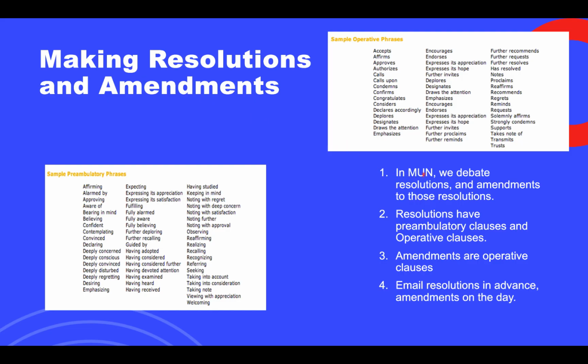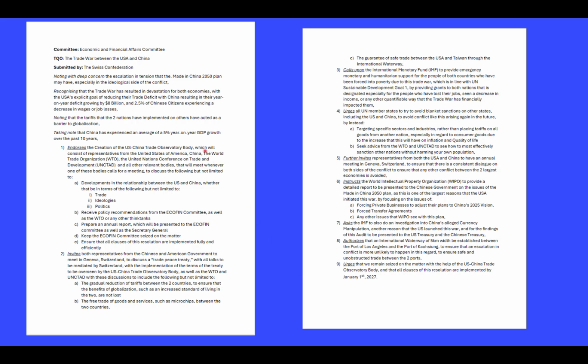So in MUN you debate resolutions and amendments to those resolutions. I've already kind of gone through that. Resolutions have two things: preambulatory clauses and operative clauses. So let's have a look at this quick resolution which I made a few months ago. It's for EcoFin, actually, which we don't have at this conference. It was about the trade war between the US and China, and it was submitted by the Swiss Confederation. So you start all your resolutions like this: your committee, your topic, and who it's submitted by.